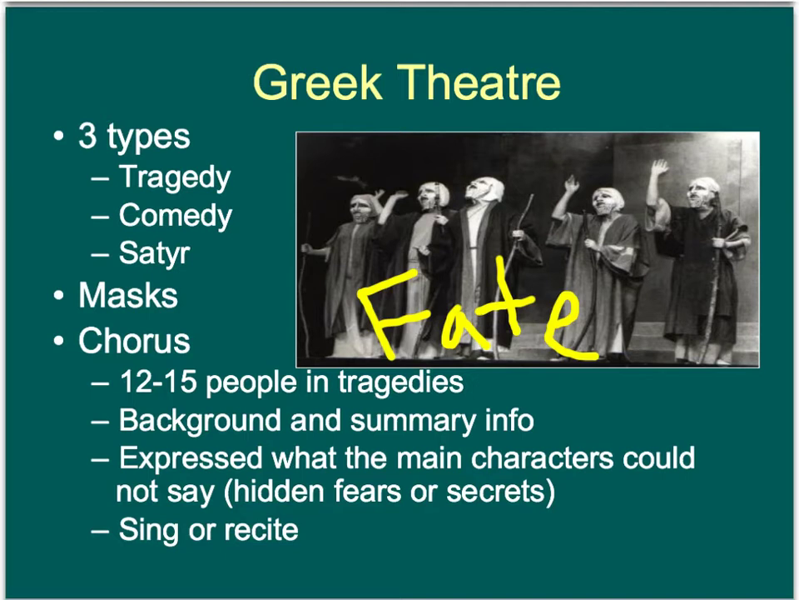Sometimes they'll speak directly to a character. Sometimes they'll start off the play. They'll either sing it or recite the words, and they'll maybe set the background. Sometimes they'll say the character's thoughts or feelings inside, so they'll speak for the person. Sometimes they'll tell you action that's happened.